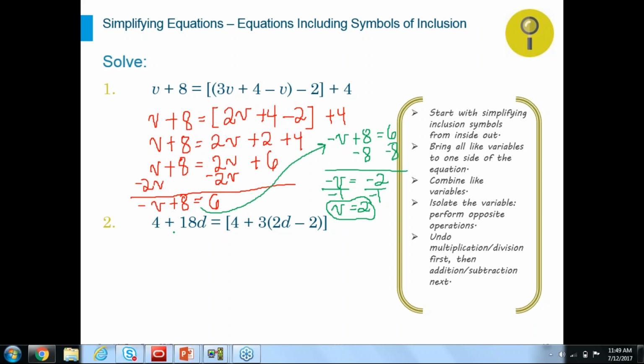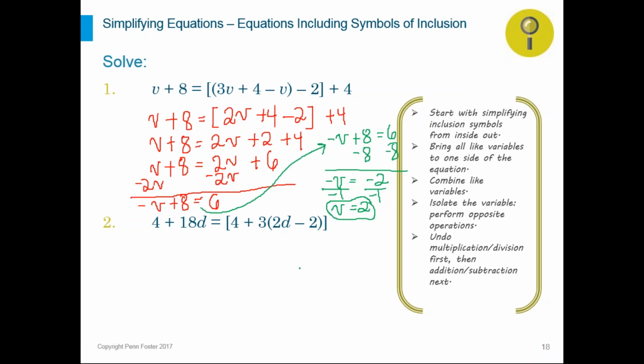Okay, so 4 plus 18d equals 2, with brackets: 4 plus 3 times, and then parentheses, 2d minus 2. We said we need to focus on the symbols of inclusion first. We're going to start from inside out, meaning we handle the parentheses first and then the brackets. Our parentheses here have an expression, a binomial multiplied times a 3. So to get rid of the parentheses, I have to distribute the 3 over each term of this binomial.